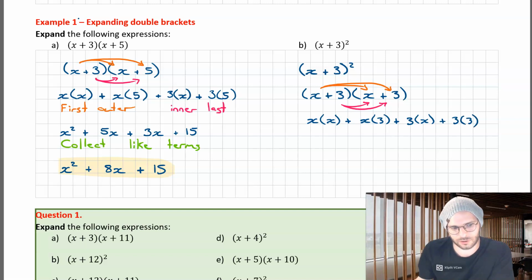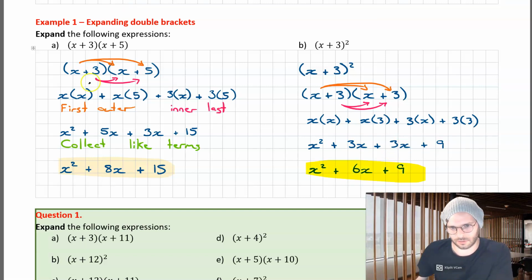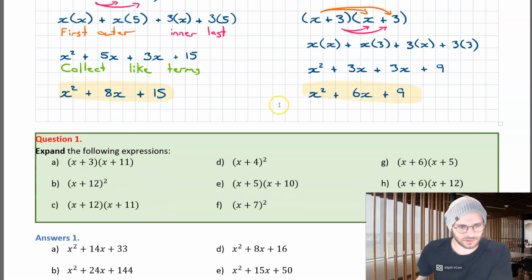Next step, do the actual multiplication. x times x is x squared, x times 3 is 3x, 3 times x is 3x, and 3 threes are 9. Now collect like terms: x squared plus 6x plus 9. So the 3x and the 3x stack to become 6x, thus demonstrating our second example for example 1. So we expand double brackets by using the FOIL method: first outer, then inner last. So draw your arrows and just multiply across your arrows. Okay, let's have a look at something a little bit trickier.